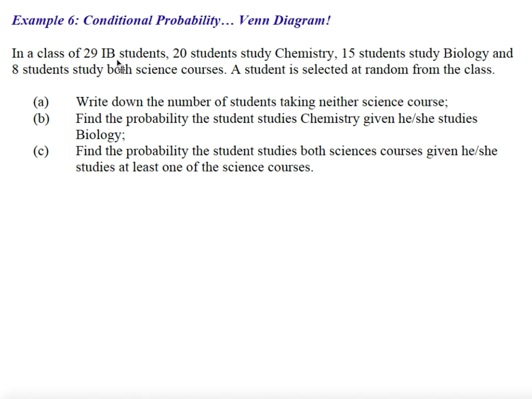So we're a class of 29 IB students, 20 study chemistry, 15 study bio, and 8 study both. So you can already kind of see an overlap, and that's really often the best place to start within a Venn diagram setting. So a student selected at random. Let's first write down the number of students taking neither course, and then we're going to find the probability a student studies chem given he or she studies bio. So if he or she studies bio, then what's the chance they study chem? That's the conditionality. Same idea here for part C. We'll come to that question in just a second.